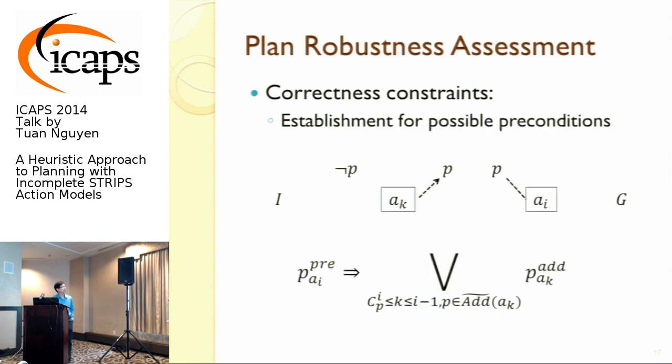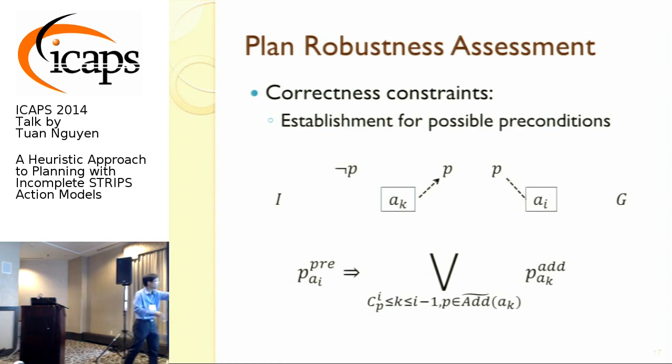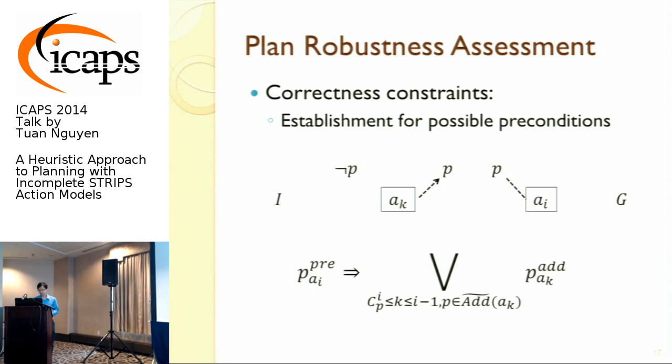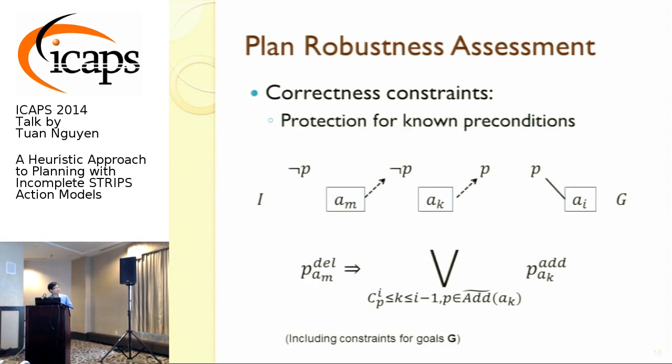The second type of correctness constraint is the establishment constraint for possible preconditions of actions. Similar to the previous one, in this case we only need this constraint here, where AI has P as a possible precondition. We need a similar set of constraints only if P is realized as a known precondition of the action. And the other two sets of constraints are the protection constraint for known preconditions and the protection constraint for possible preconditions.